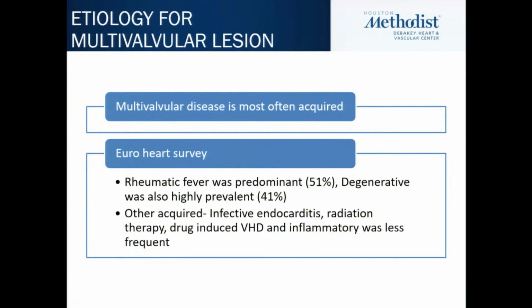What is the etiology for a multivalvular lesion? So it's most often acquired. Based on the EuroHeart survey from 2003, rheumatic fever was predominant in that survey. Degenerative was also highly prevalent.